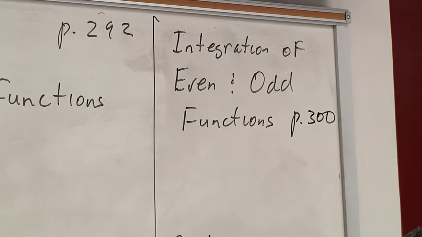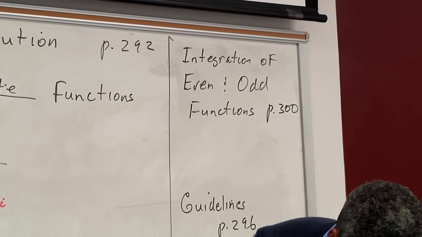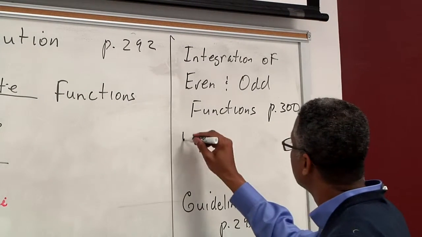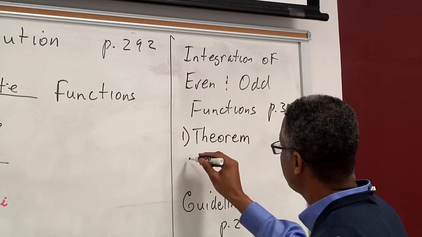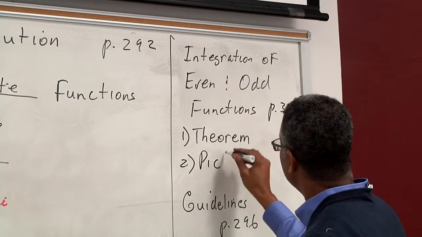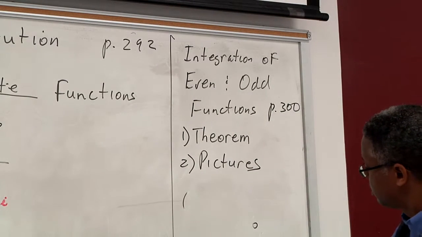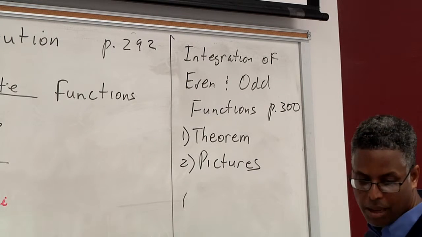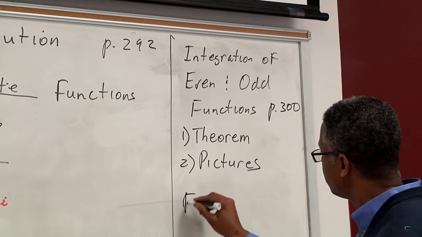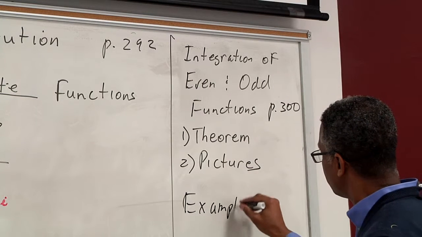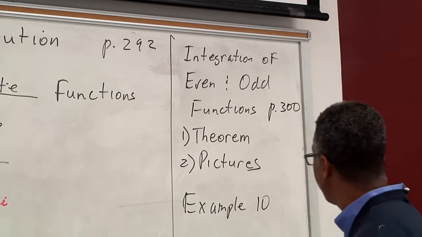I want you to make sure you write down the theorem that's listed in your book. First of all, the theorem, don't worry about the theorem number, just the contents of the theorem, and the pictures associated with the examples. And the example that's given in the book is example 10. Example 10, that's on page 300, okay?